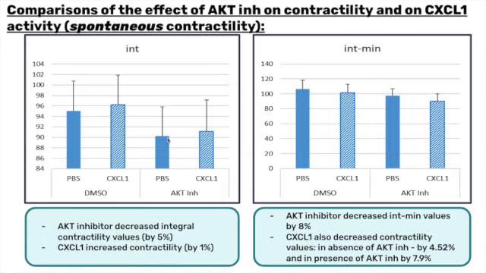Surprisingly, when it comes to the integral, the presence of AKT inhibitor actually managed to decrease the contractility. In fact, there was a 5% decrease. However, in both cases, we can see that CXCL1 increased these values by around 1%. Next is the integral from minimum. So generally, the same consensus is present, where AKT inhibitor managed to decrease the values, and CXCL1 also decreased the values here. In the absence of AKT inhibitor, it decreased the contractility values by 4.52%, where in the presence of AKT inhibitor by 7.9%.